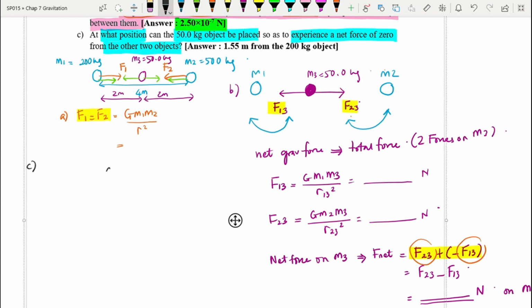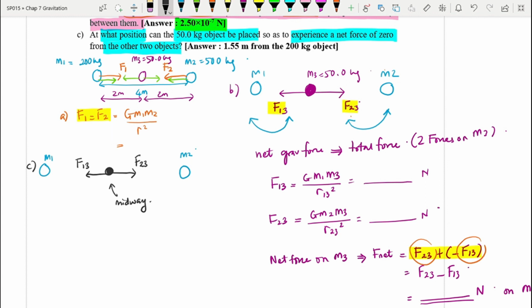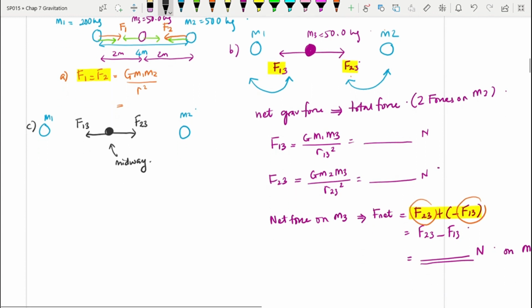Okay, so mass 3, kita lukis balik mass 3 dan kita tahu mesti ada dua force, which is F13, F23 from mass 2 and mass 1. Jadi kita lukiskan juga mass 1 dan mass 2. So dalam case ni, kita tak consider position dia dah midway. Kenapa tak consider? Sebab kalau midway, kita dapat jawapan net force kita bukan kosong. Seperti ini.